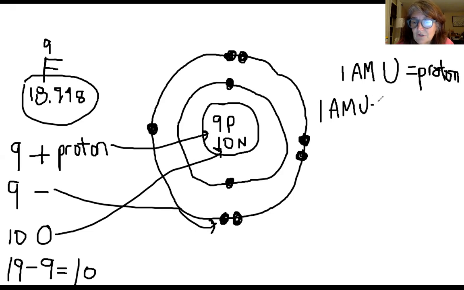And this is what neutrons weigh. And protons and neutrons are together in that nucleus. And so that's why the nucleus of an atom is very, very heavy, because that's where all the weight is. Okay?